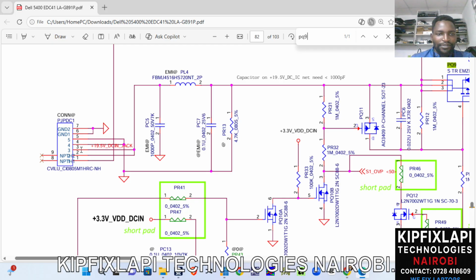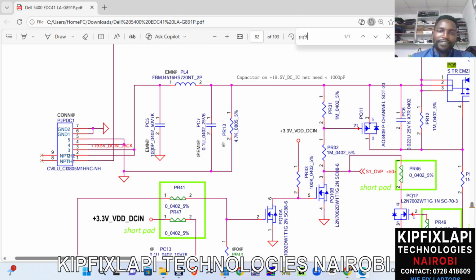Now let's focus on the positive line. Here we'll have plus 19.5 voltage DC in jack. So this is the voltage which you supply into your laptop. That voltage goes through this line, it goes through this line, it goes through this line. Once it reaches here, you can see it goes past PL4. So this is power inductor number 4. Then even before there, it will also have a very small capacitor. This is PC5. P for power, C for capacitor. So this is power capacitor number 5.